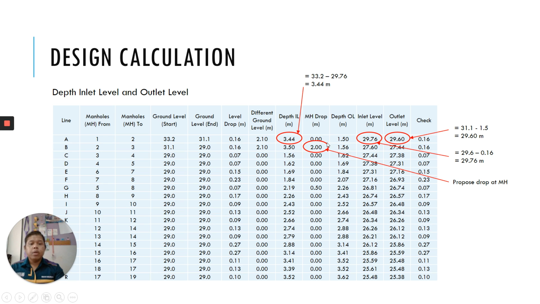For the second one here, we calculate the level drop, 0.16 meter. The level drop is equal to 1 over 200 times the length between manhole 2 and manhole 3, and I get the answer 0.16. The difference in ground level is 2.1 meter, which is quite steep.